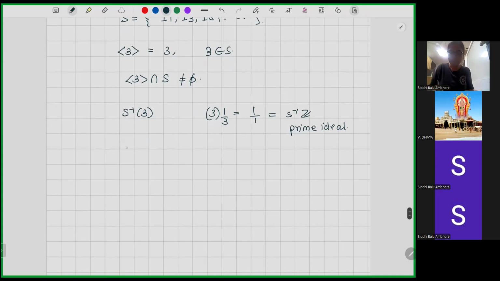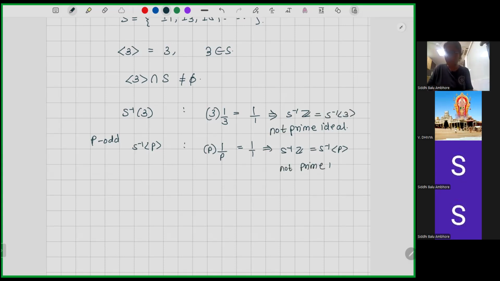And this will be true for any ideal generated by a prime P, because P is odd. Apart from 2, all odd primes are there, and again 1 by P will be there. And again, for the ideal generated by this odd P, S inverse P, 1 by 1 belongs to it. Then 1 by 1 will imply S inverse Z is equal to S inverse P. So this is again not a prime ideal. Is this okay now? Mhm. So we only have these two ideals here.